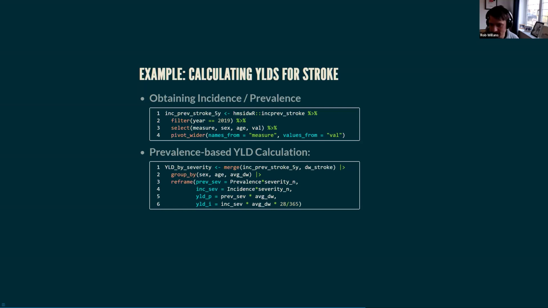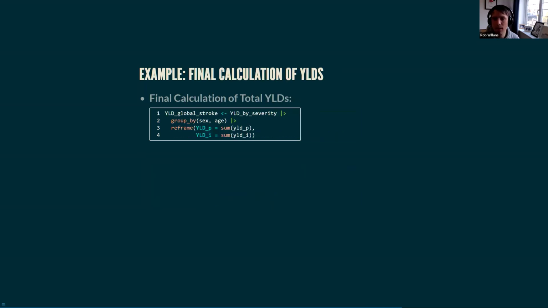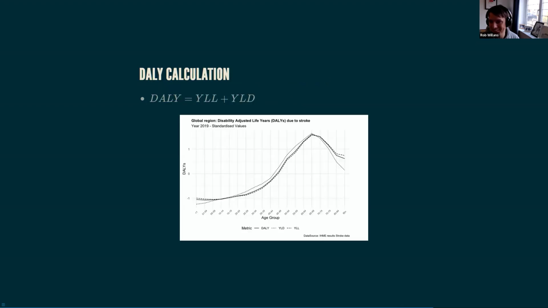If we are using the incidence rate, that's converted to years by multiplying by the ratio of the average duration, which here we're assuming 28 days, divided by 365 days in a year. The final step is to then sum each of the YLDs in each severity category to get total YLDs, which can then be plotted or used in the DALY calculation. And if you've got as far as this, you can work those out. There's a nice little visualization in the book, just plotting the sum of these and standardizing them.